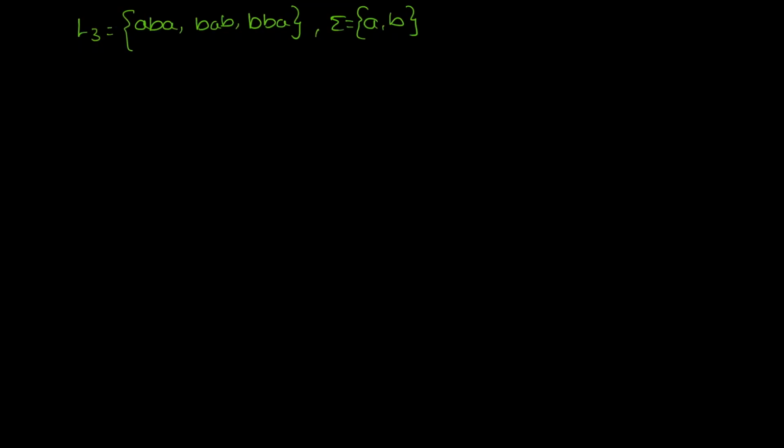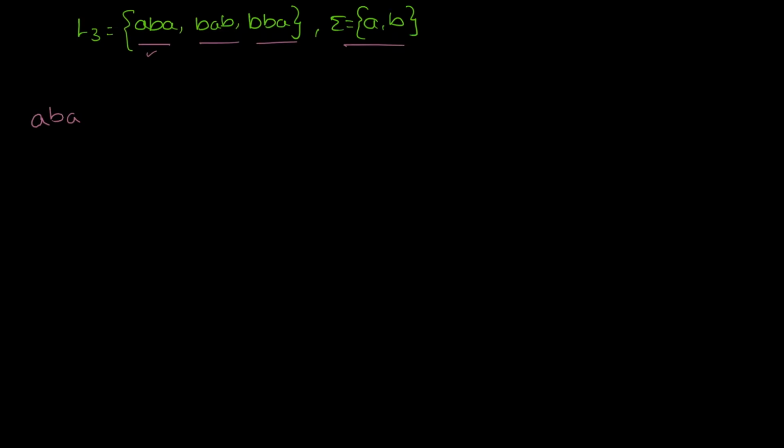Let's consider one more example for constructing DFA. Given language L3 with strings ABA, BAB, BBA over an input alphabet sigma equal to {A, B}. We need to construct a DFA to accept this language. Any DFA starts with an initial state to process the input string. Let's consider this as our first input string ABA.